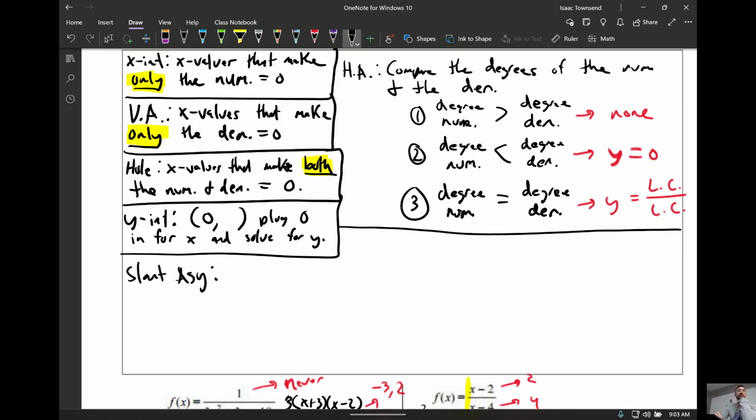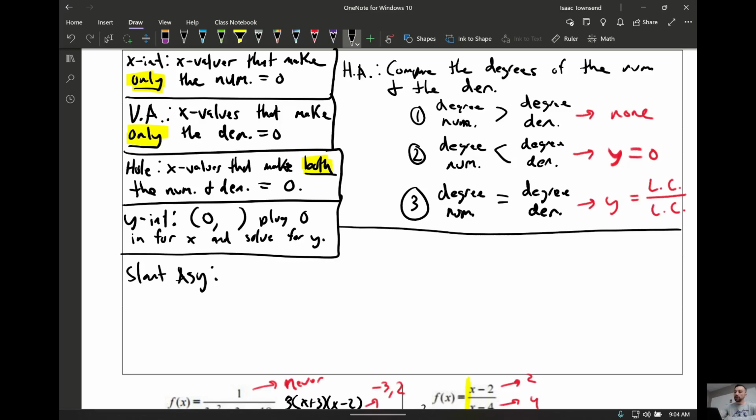Now when I say slant asymptote, if you know what oblique asymptote is, it's the same thing. This is one of those global differences. Most of the time, like in America, we say slant asymptote, but most of the rest of the world calls them oblique asymptotes. Same thing. Okay, so this one's a pain.